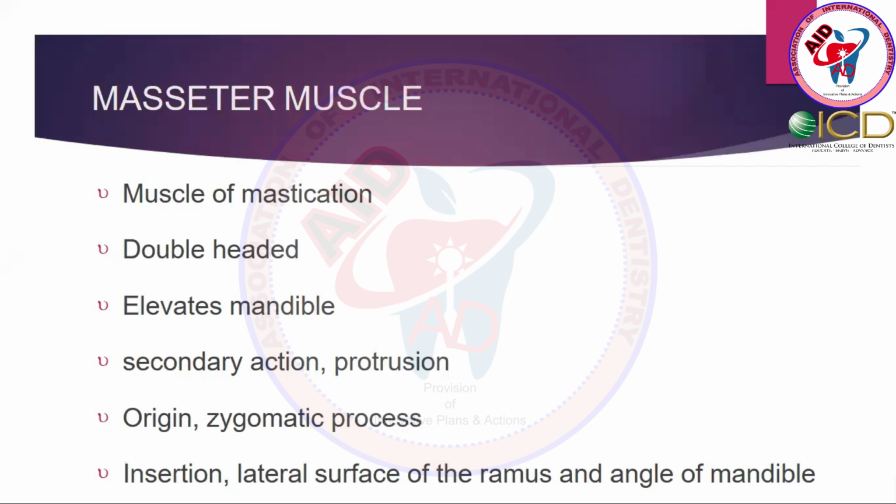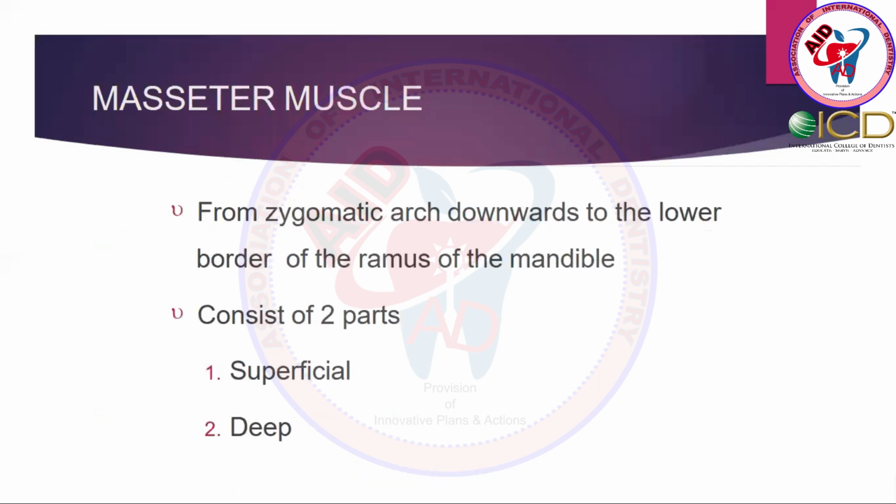Its origin is the zygomatic process, the outer surface as well as the inner surface. It inserts on the lateral surface of the ramus, at the angle of the mandible on the lateral side. Ladies and gentlemen, from the zygomatic arch downward to the lower border of the ramus of the mandible, this is its orientation. The muscle fibers start from the superior level and move downward and backward, and insert onto the ramus of the mandible.